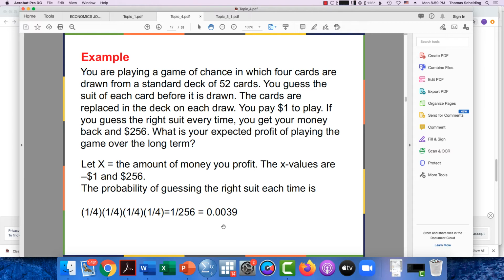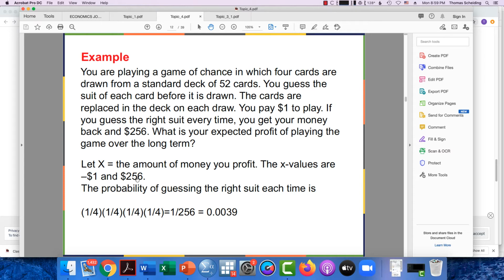Now, let's go to deck of cards, where you've got 52 cards, and you have to guess the suit of each card before it's drawn. The cards are going to be replaced, meaning we're always dealing with 52 cards. And we've got up to $256 that you could win, and it takes $1 to play. So that would mean that my X values now are either that I could lose the $1, or I get my money back and I get $256.